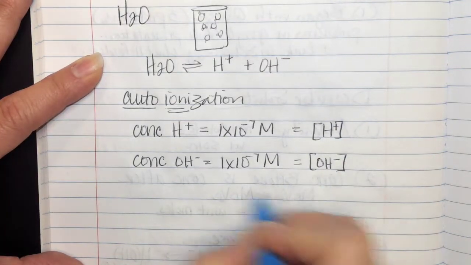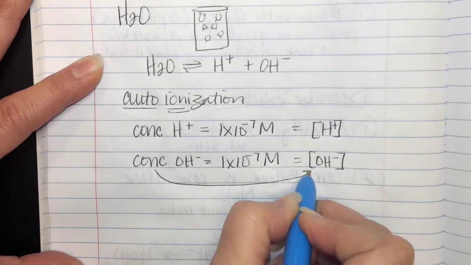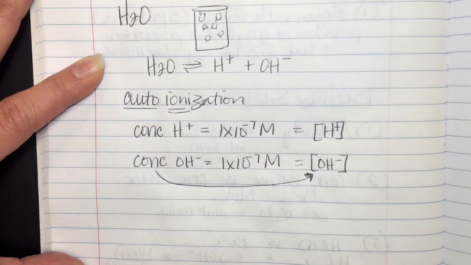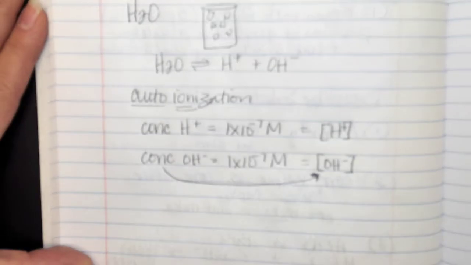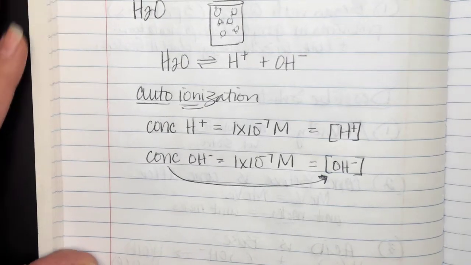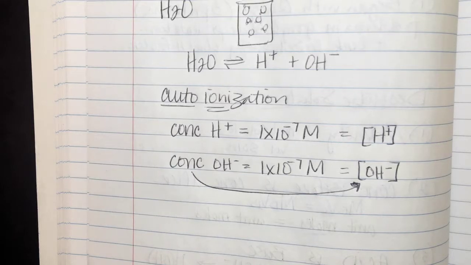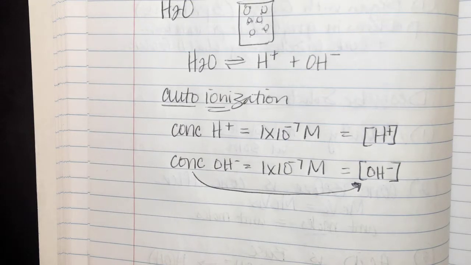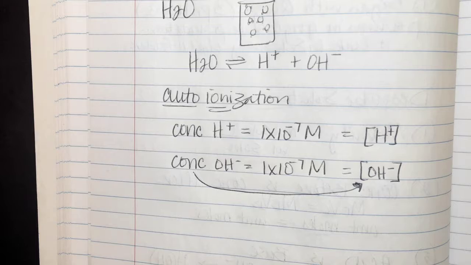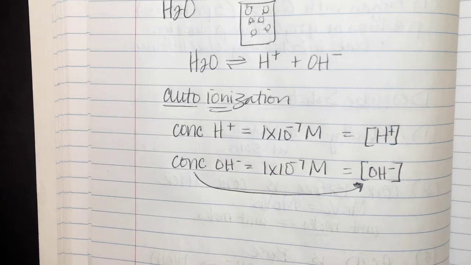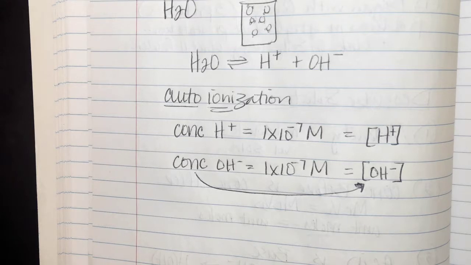So this bracket around my symbol means concentration. As a scientist, I see a bracket around a symbol and I infer that it's measuring concentration. So the concentration of hydrogens is 1 times 10 to the negative 7th moles in 1 liter of water. The concentration of hydroxide is 1 times 10 to the negative 7th moles of hydroxides in 1 liter of water.